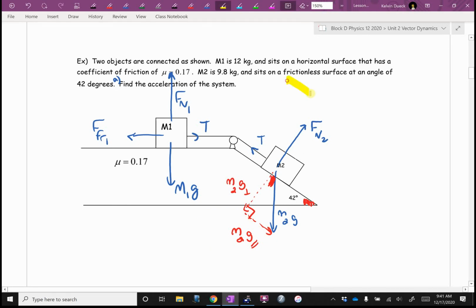So anything that ends up pointing down and right when it gets over there is going to be winner plus. Anything that ends up pointing left will be loser minus. And again, we're walking along the rope. So M2G parallel minus T plus T minus friction force number 1. Notice M1G doesn't make an appearance because it's not along the rope. Equals M all A.